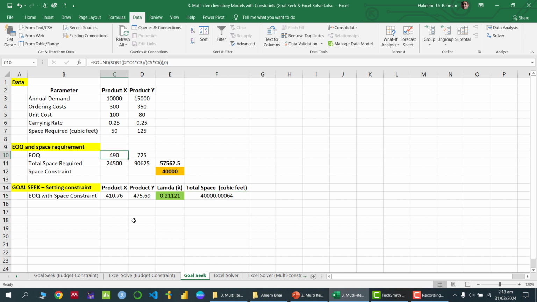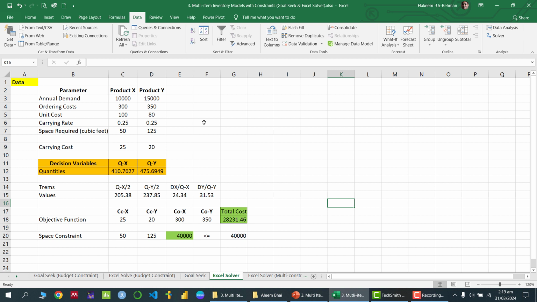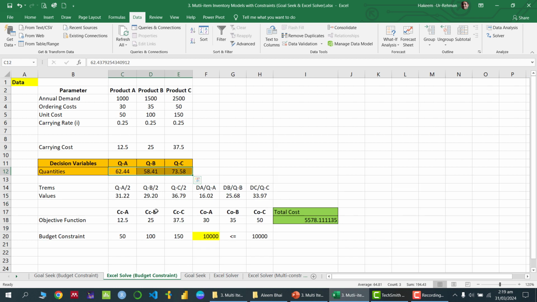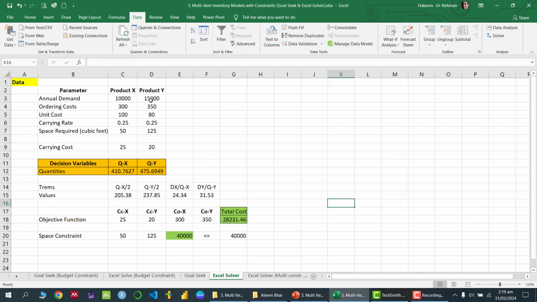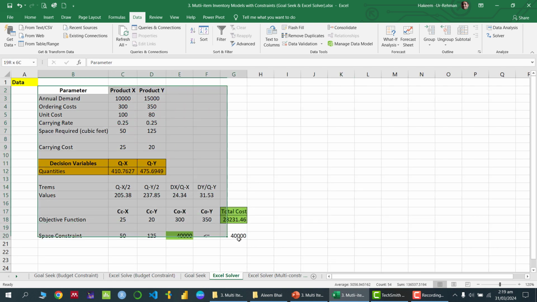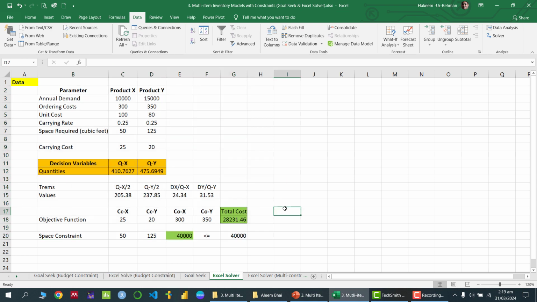So instead of ordering product X at 490, it should be 410 or 411. This should be not 725, but 475 or 476 if you have this available space. In a similar way, we can find this with the help of Excel Solver, the same as we have done in the budget constraint. So I hope you can do that with the help of this solver. That is exactly the same as we have done in the budget constraint.